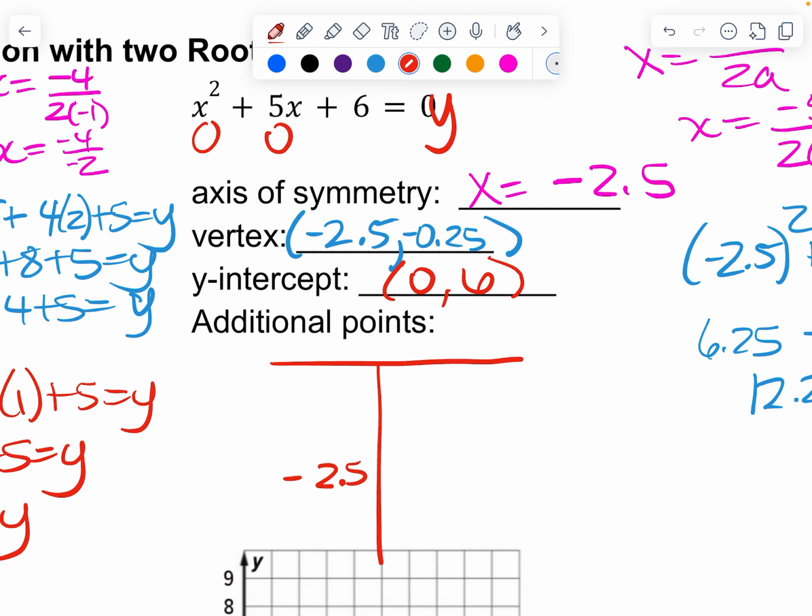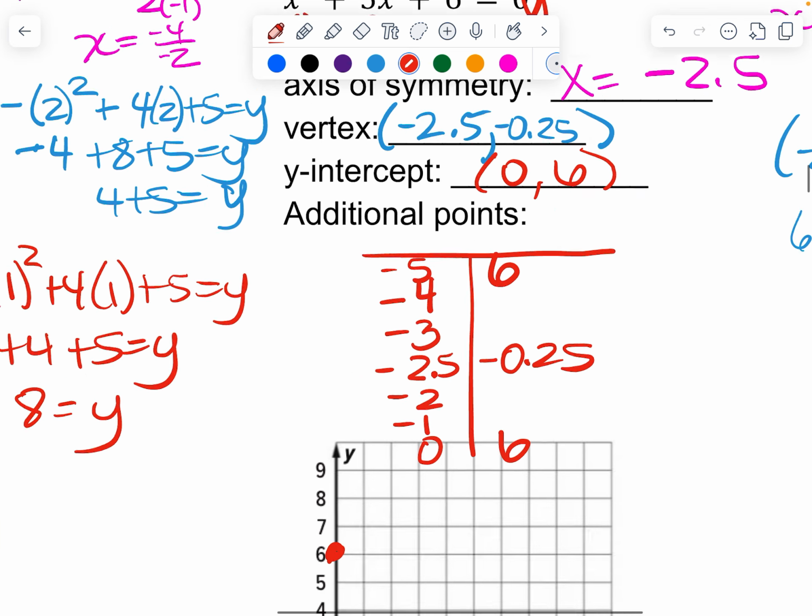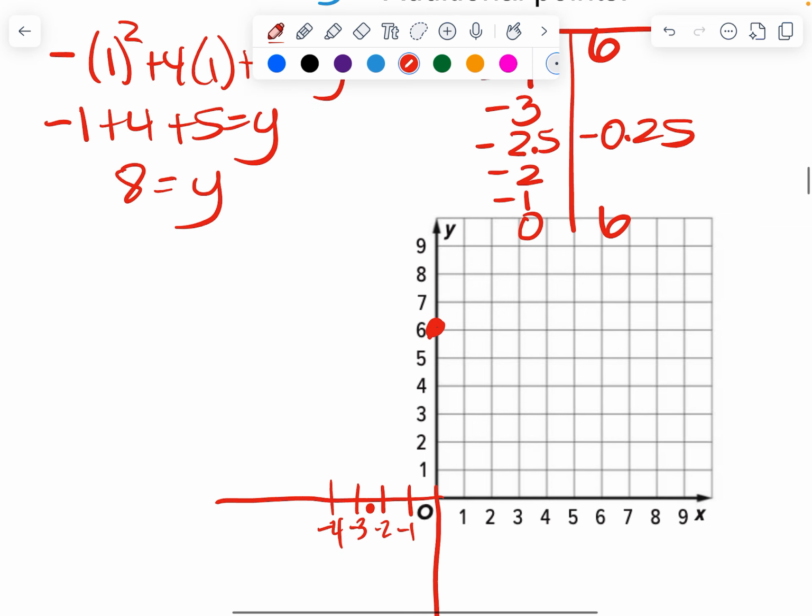Negative 2.5 is in the middle, and that's negative 0.25. So we're going to do negative 5, negative 4, negative 3, negative 2, negative 1, 0, 1, 2, 3. So 0 is 6, so that means negative 5 is also 6.